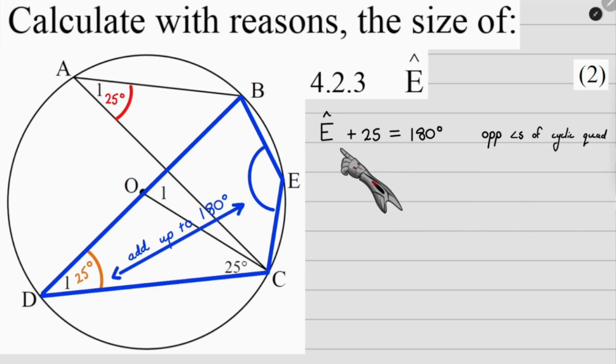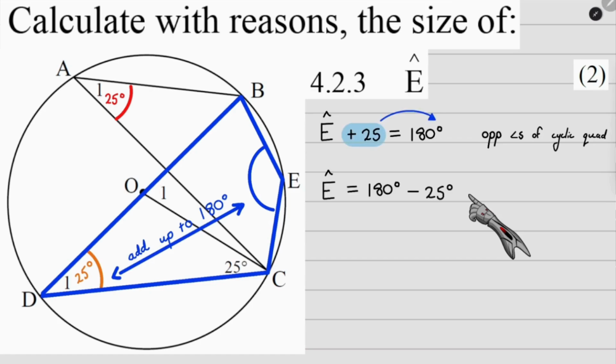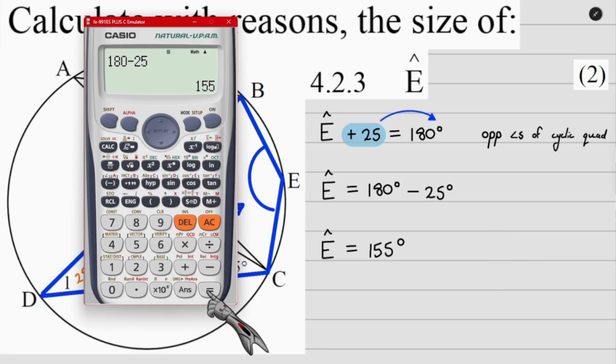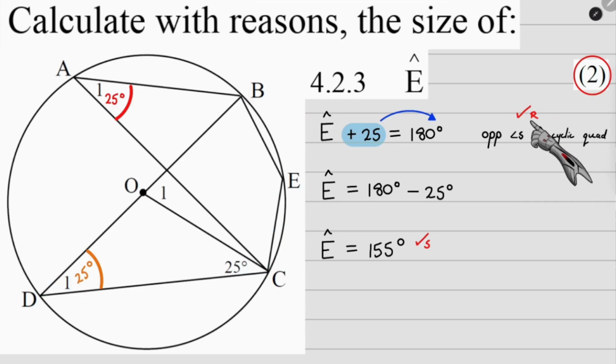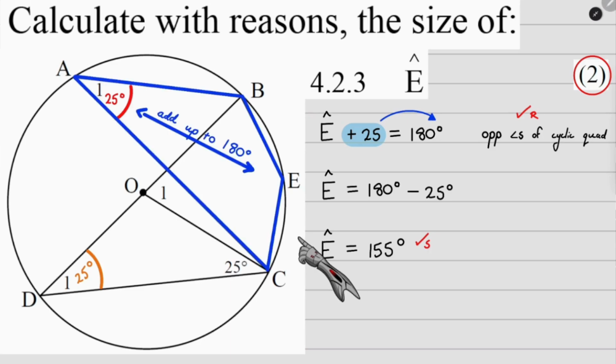Sorry, that should just be an E, not an E1. And then we're going to move that 25 over. It becomes minus 25. And 180 minus 25 should give me 155. But don't take chances. Put that in the calculator, press equals, and your answer agrees. Your first mark comes from the correct reason. Second mark comes from the correct statement. And just another little nugget of information before I go. You could have used this cyclic quad and you would have got to the same outcome.